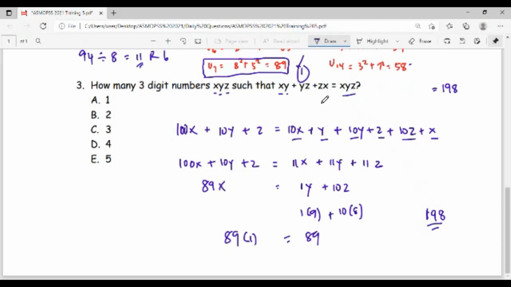Now let's prove it. So x is 1, y is 9, so xy is 19, plus yz is 98, plus zx, which is equal to 81. Now let's try to add to see if it makes 198. So 19 plus 98 is equal to 117. 117 plus 81 is equal to 198. So the only possible value that satisfies this equation is 198, which is only one number. All right.